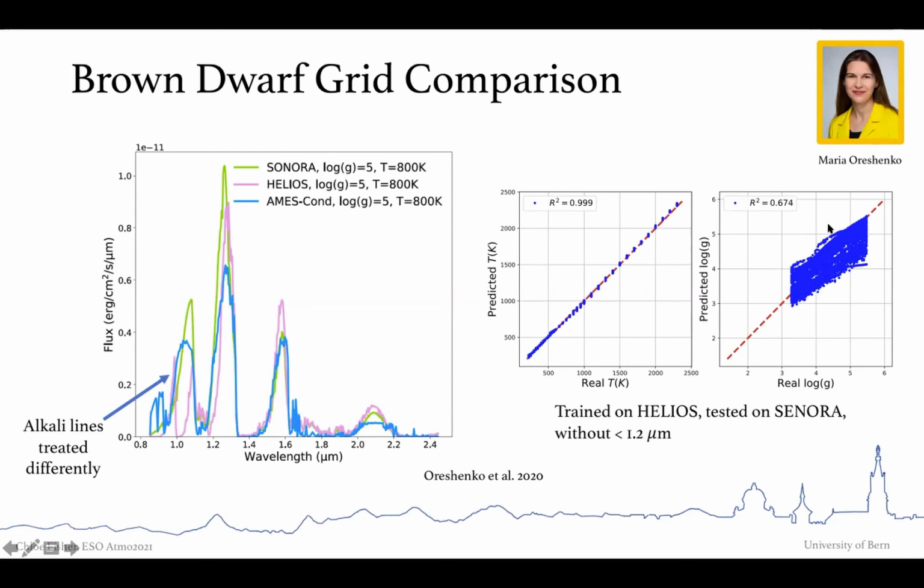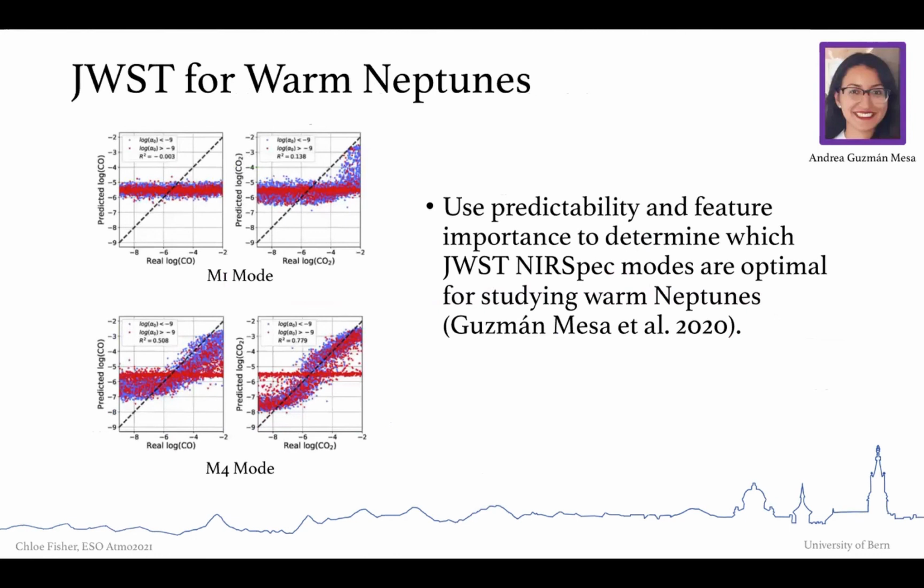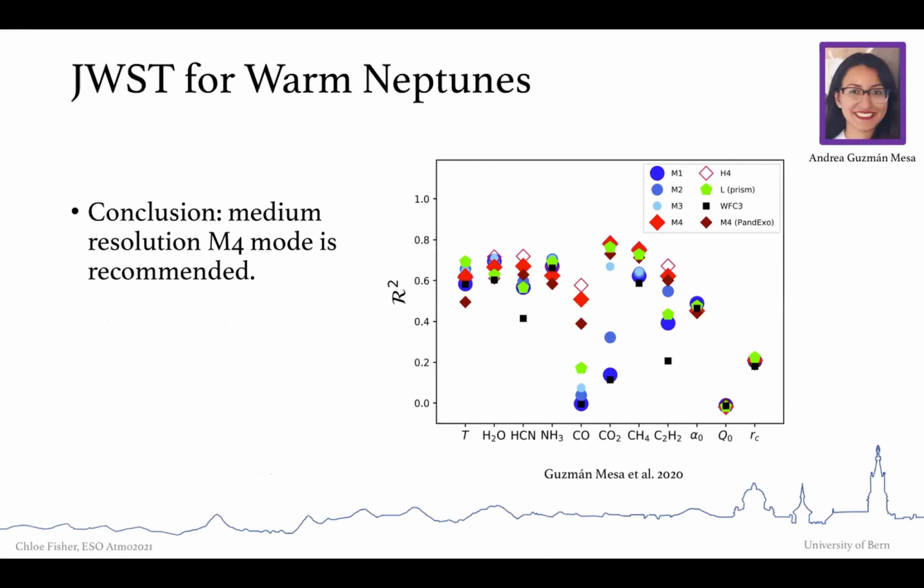Then another project that we used the Random Forest for was looking at how to use James Webb to look at the chemistry of warm Neptunes. Andrea Guzman-Messa used this predictability analysis and the feature importance to determine which mode of James Webb would be optimal for looking at the chemistry of these objects. She found that the M4 mode, or what she calls the M4 mode, which is the G395M mode, I think, is best if you want to know the C to O ratio, so working out the abundances of the molecules which are important for that.